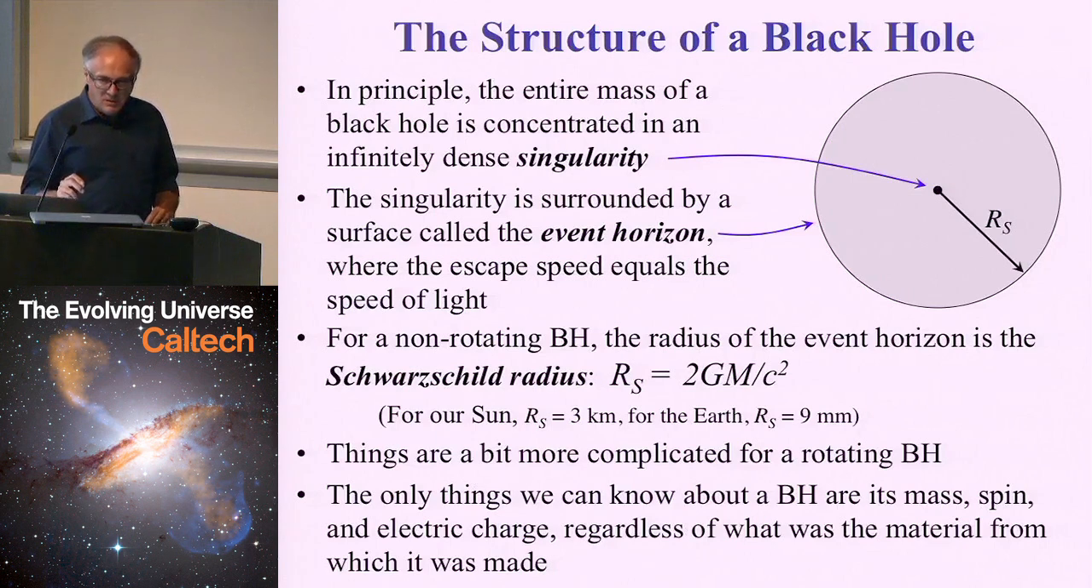This is not the event horizon. The event horizon is just a surface in space. It's not like a crust of any kind. It's a surface in space at which the escape speed reaches the speed of light.